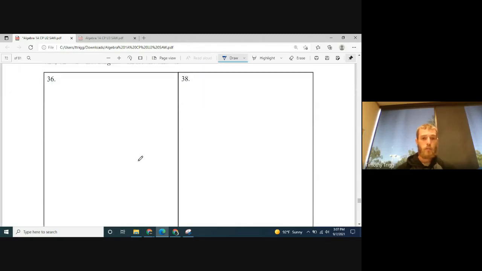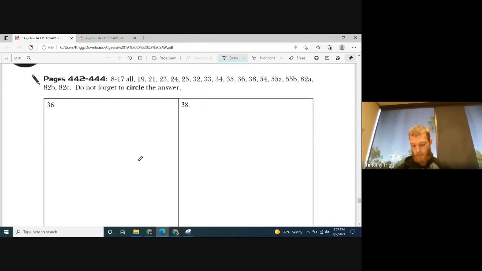Moving along, question 36. Same idea. We have 2x over 3y to the power of 5. See if you could do this one on your own. All right, I'm going to let you try this one on your own. Give it a try.